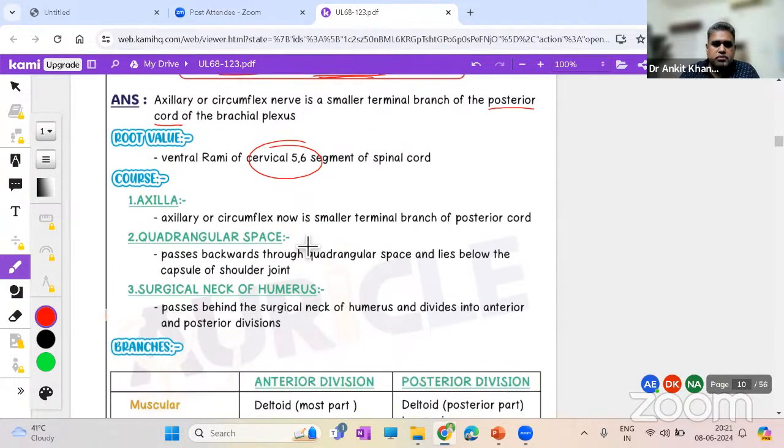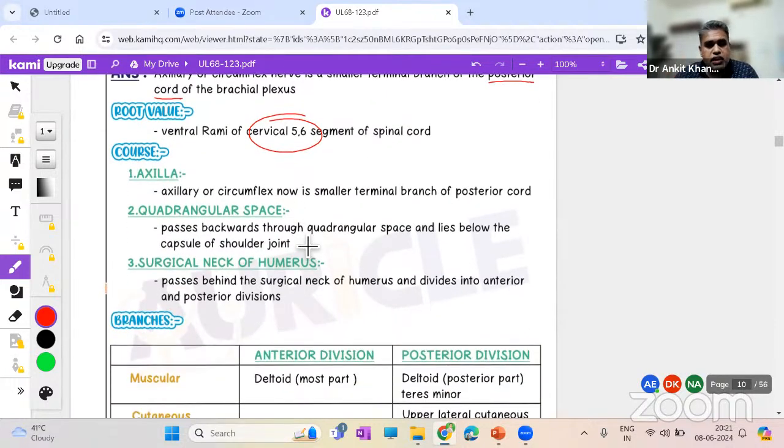Remember, if a question comes on any nerve, you can write a bit of its course. So you know the nerve has to come from the axilla because there you have the cord of the brachial plexus. So you can write cord like this. Even if you don't know the details, at least write that it has an axillary course. Then we just saw the quadrangular space, so as the second point you can write quadrangular space. And third, I told you that it reaches the surgical neck of the humerus.